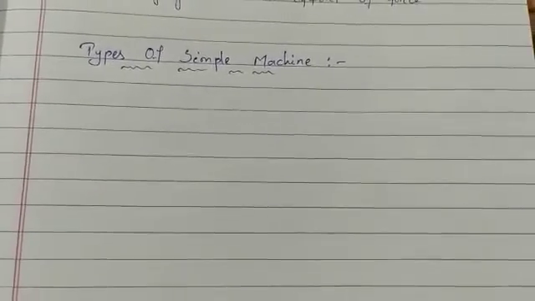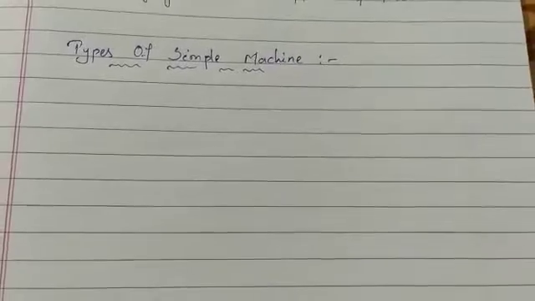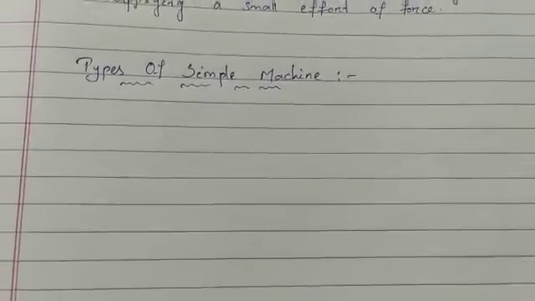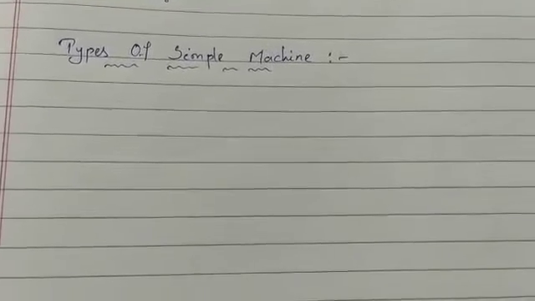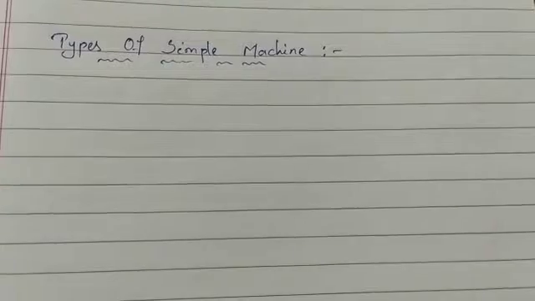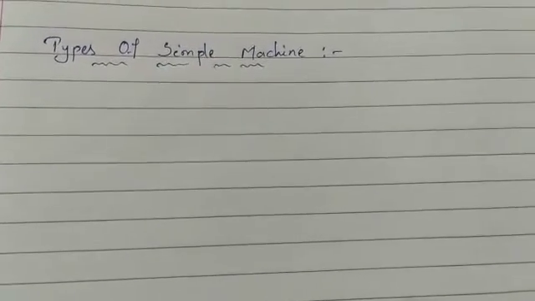So in the previous class we had discussed the work and the machines, force and machines. Now we will discuss the types of simple machines. Simple machines are grouped into the following types. We will discuss all the types in detail. First of all, we will discuss the lever.